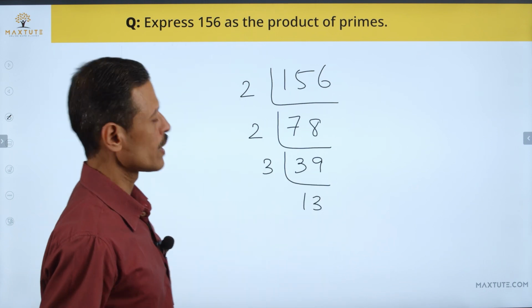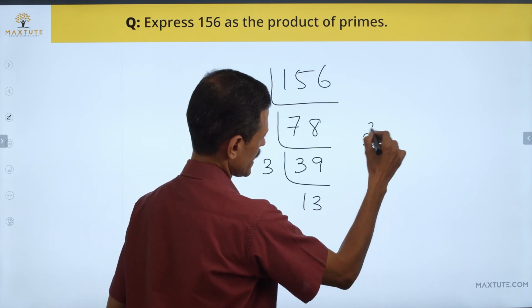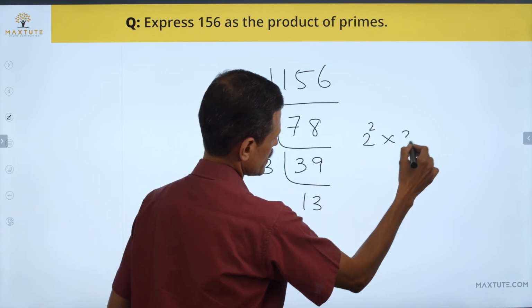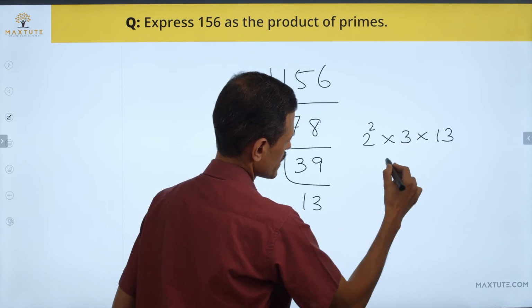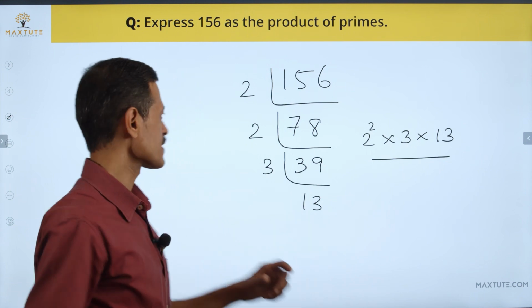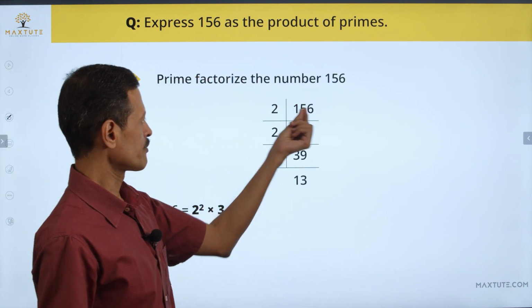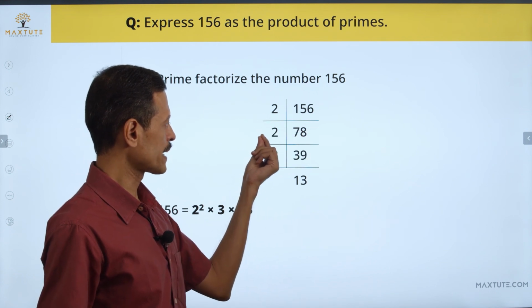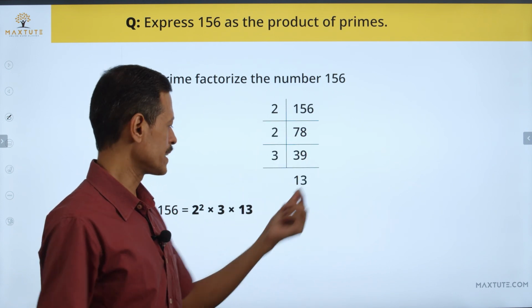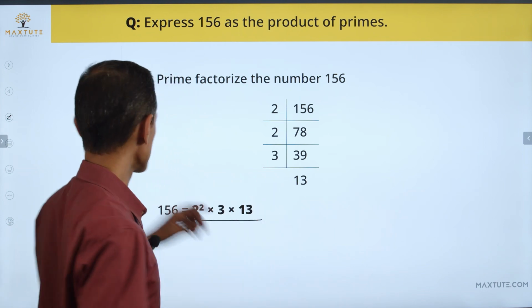So, how do we express 156 as a product of primes? 2 times 2, which is equal to 2 square, times 3 times 13 is how you express 156 as a product of its primes. Quickly recap it in a printed form. So, basically 156 prime factorizes: divided by 2, 78, divided by 2, 39, divided by 3, 13. So, final answer is 2 square times 3 times 13. Let's move to the second question.